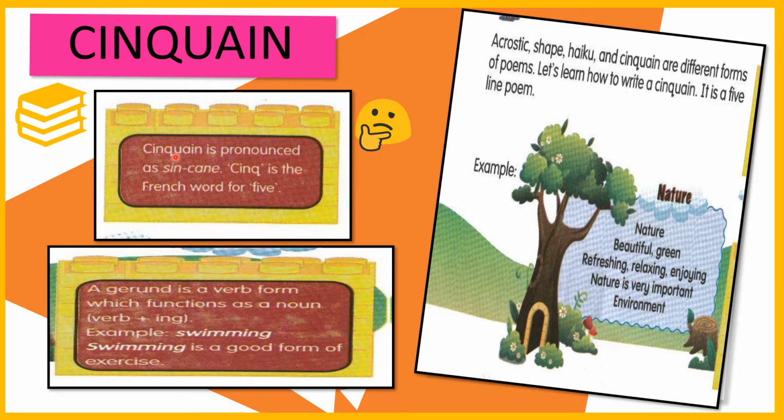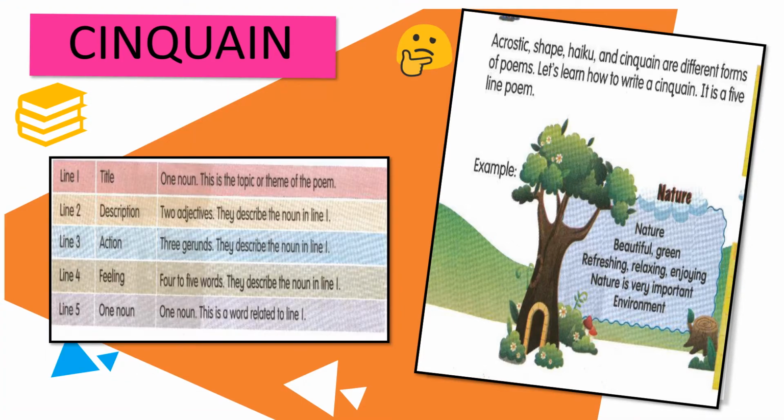Before that, let's look at this. The word CINQUAIN is pronounced as CINQUAIN. Cinq is the French word for 5. So 5 is referring to the lines 1, 2, 3, 4, 5. So there are 5 lines for CINQUAIN. A gerund is a verb form which functions as a noun. For example, swimming.